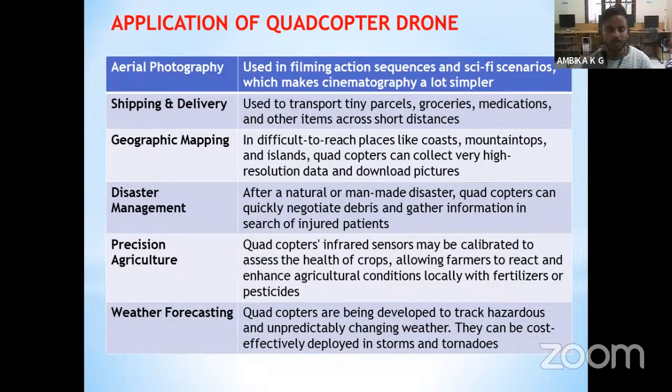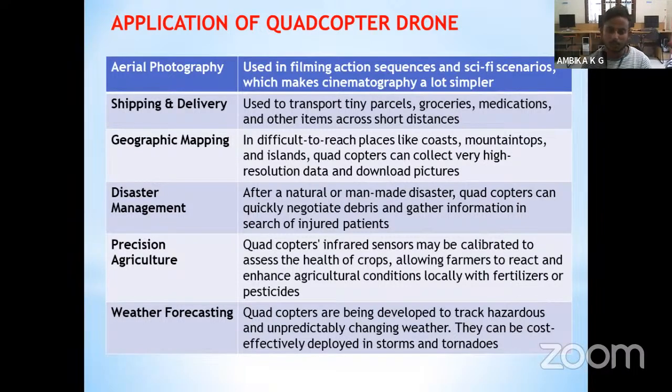We use it to take very high resolution pictures using the quadcopter drone. In terms of disaster management, sometimes a natural disaster or a man-made disaster happens. Drones are used to gather more information about places or areas and to search for injured patients. In precision agriculture, it's mainly used by farmers to find the health of the crops, and to find what pesticides and fertilizers are needed for particular plants.